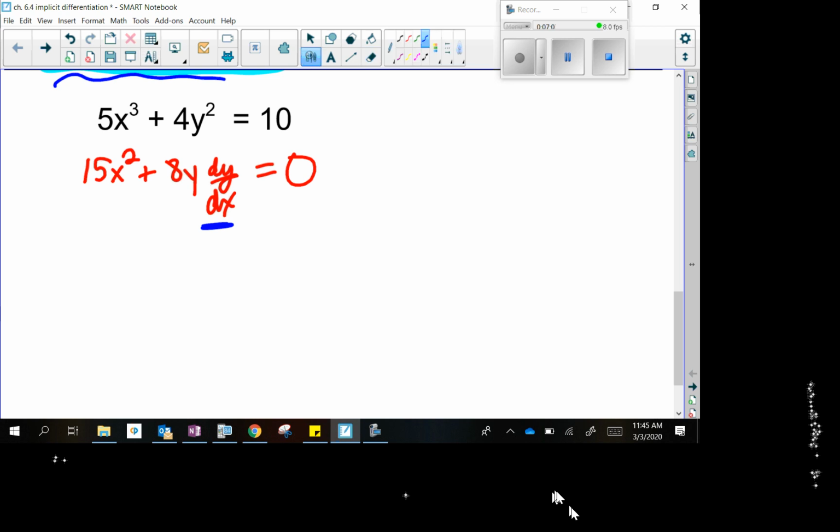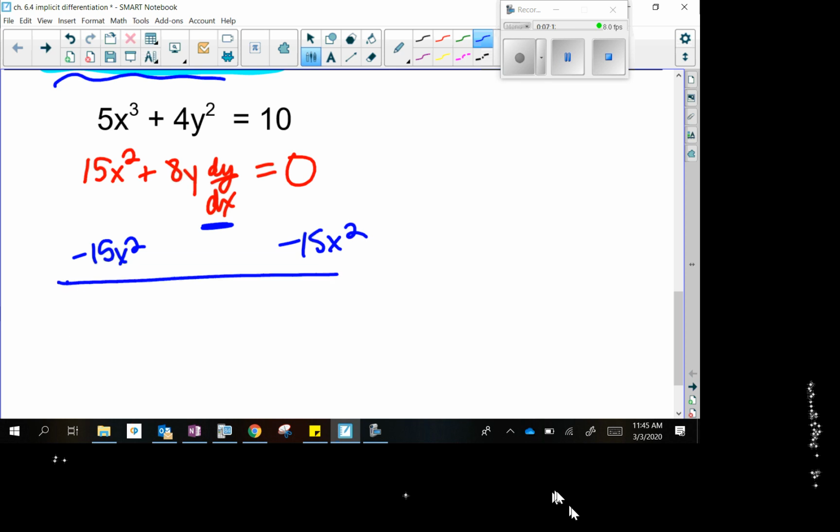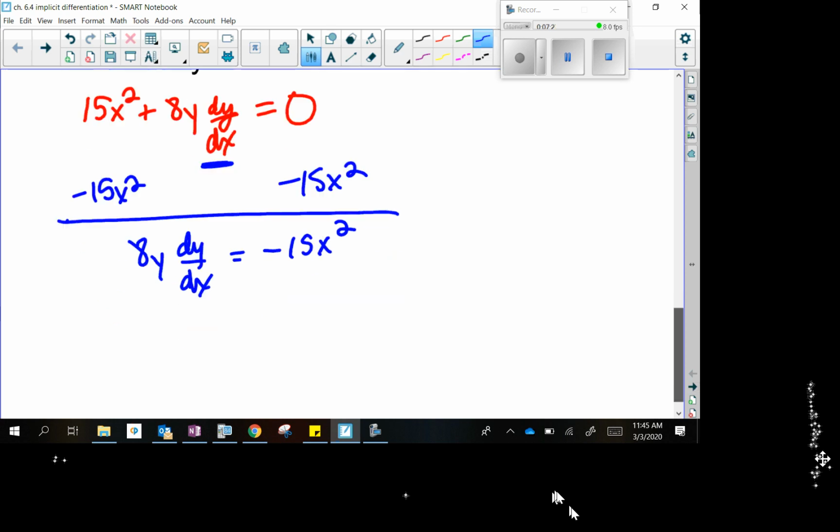Subtract 15x squared. So we get 8y dy dx, and we get negative 15x squared. And then to get that completely by itself, we do what? Divide by 8y.